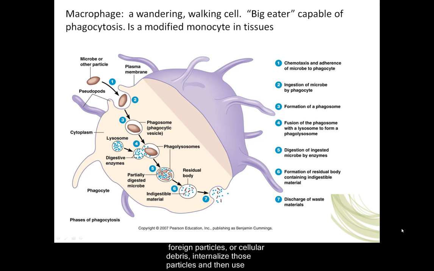It will wrap itself around foreign particles or cellular debris, internalize those particles, and then use lysosomes to break down the particulate matter. Lysosomes are cytoplasmic vesicles that are filled with hydrolytic enzymes. When the particle has been broken down by these enzymes, the macrophage will discharge the waste materials. Some of those particles will remain embedded in the cell membrane of the macrophage, so that the macrophage can act as an antigen-presenting cell and activate T cells and B cells into action.